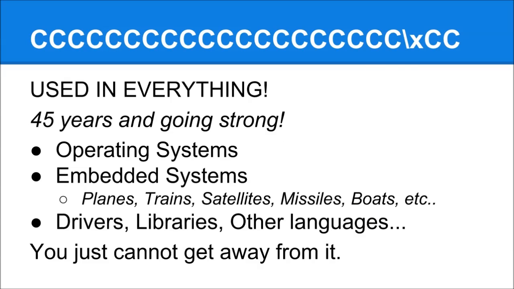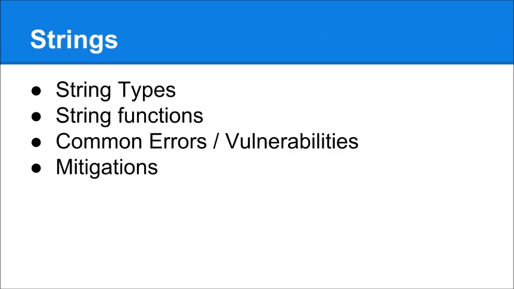So it is really used in everything. It is used in almost every operating system, used in almost every embedded system. You're going to find it on planes, trains, missile systems, boats, you name it. It's going to be used to write drivers for firmware, for devices. It's going to be used for libraries, other languages. You really just can't get away from it. Many languages wrap some form of C library with their own language as an API or interface to it.